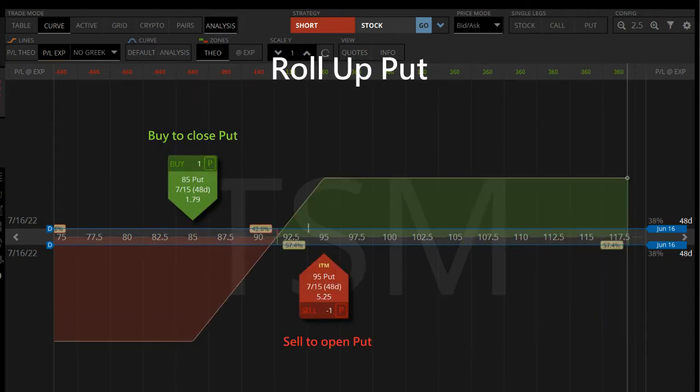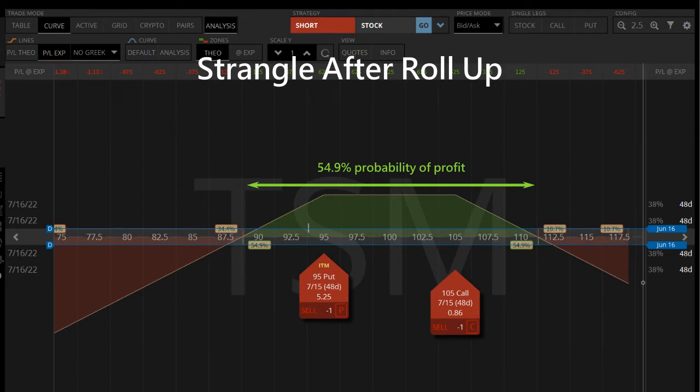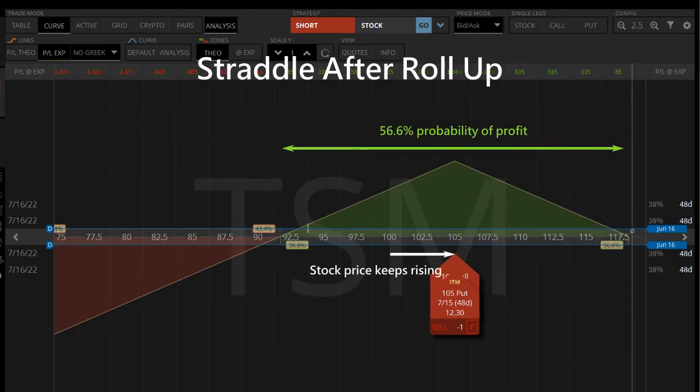We can roll up the put option to collect some profits first: buy to close the put option, and sell to open another put option that expires at the same time at a higher strike price. After rolling up, we create a strangle with a smaller profitable width, allowing us to continue to benefit from theta decay. If the stock price continues to rise, we create a straddle after rolling up the put a few times.